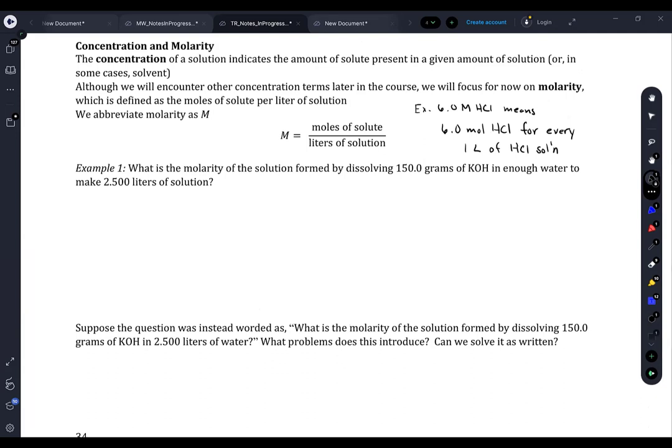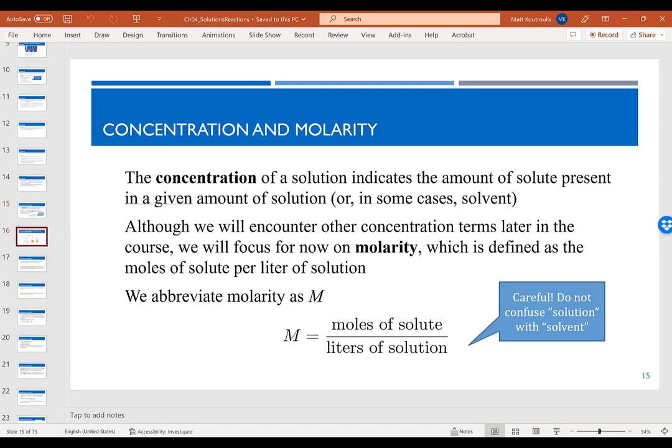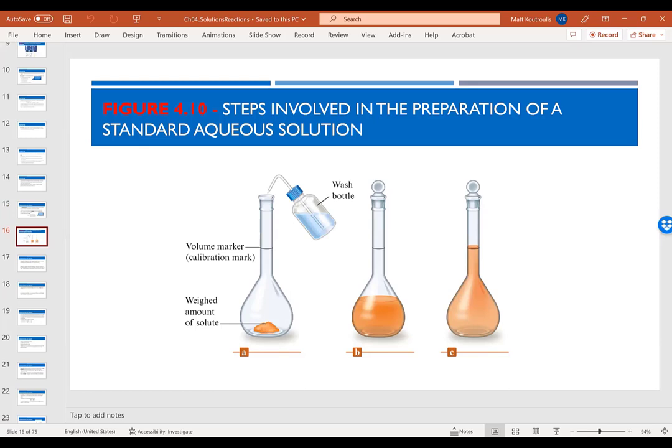Okay, so let's take a look at how this is done, by the way. So the way we usually make a solution is if we have a solid solute, what we do is we weigh out the amount that we want to put into here. And this is called a volumetric flask. It's only designed to measure one volume, but it measures it extremely accurately. So let's say that this is a 1 liter volumetric flask. That means that when you fill it completely with water to that line, it's going to be 1.000 liters, okay? It's very accurate.